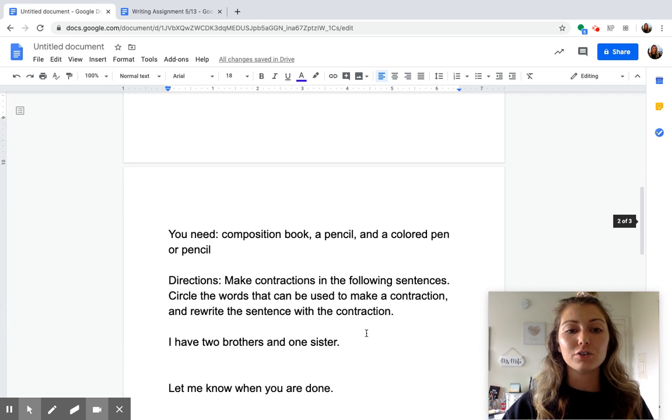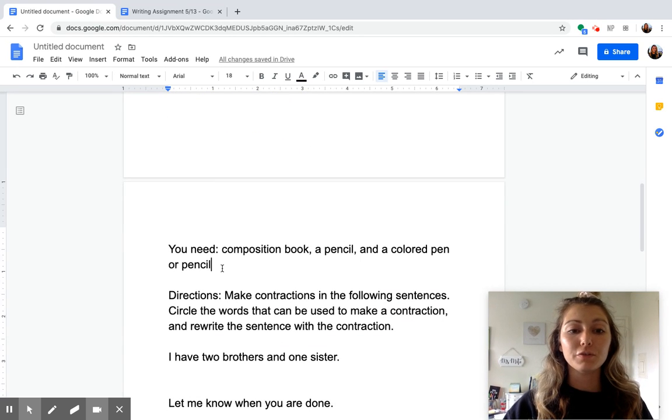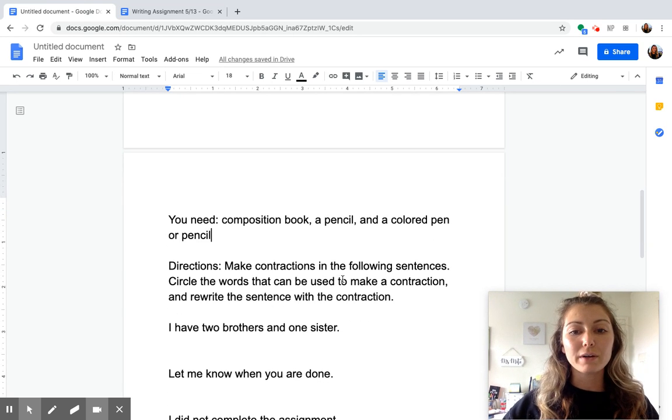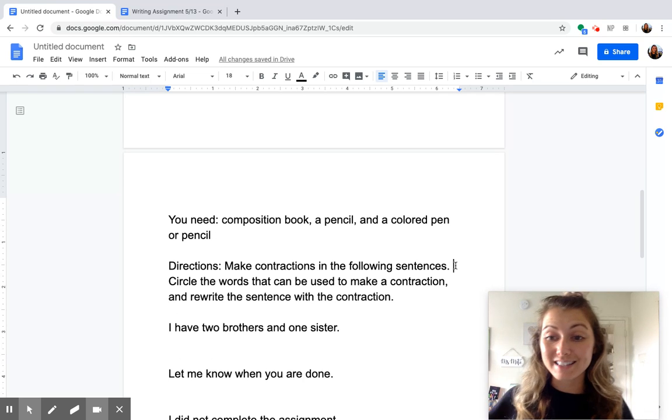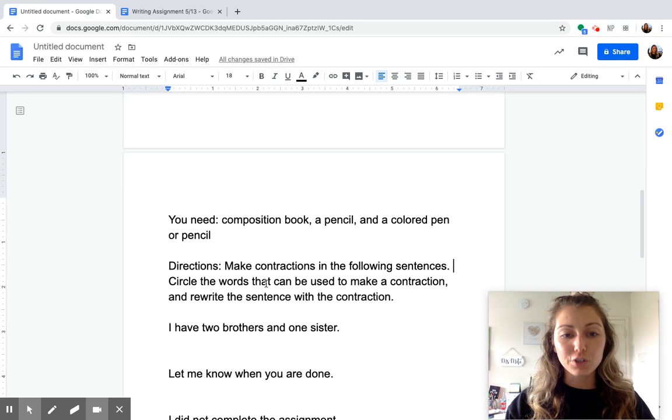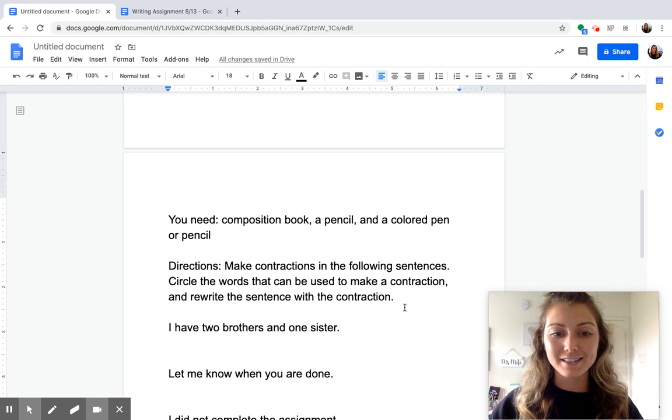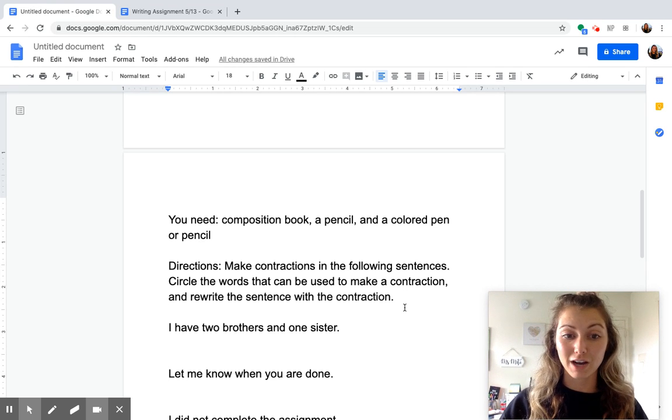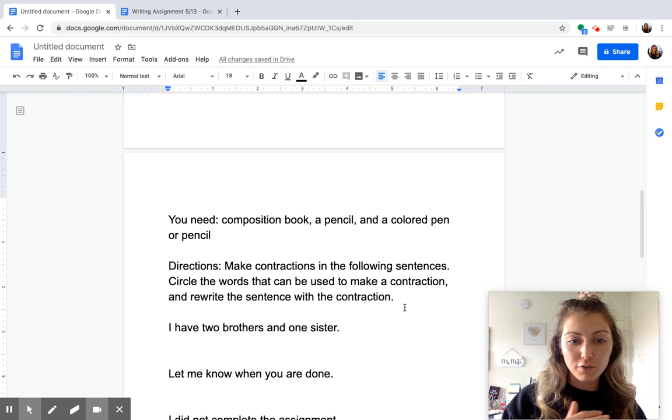So today, your directions. First, you need a composition book, a pencil, and a colored pen or pencil. And we are going to make contractions in the following sentences. We're going to circle the words that can be used to make a contraction. We're going to rewrite the sentence with the contraction. So Miss Metz is going to show you for the first example, and you can follow along in your composition book.